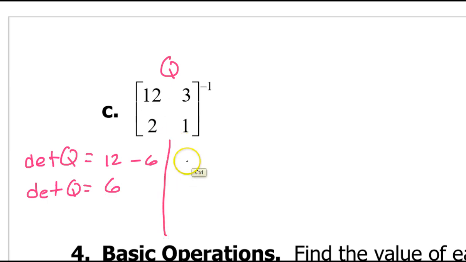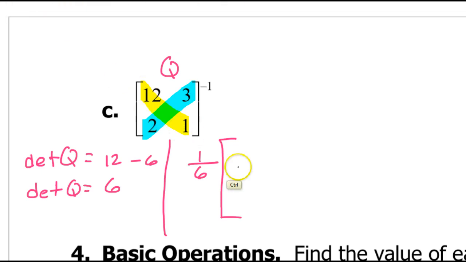All right, so now that means my next step is to do the reciprocal of that times the reverse negate matrix. So once again, I'm talking about the down diagonal and the up diagonal.